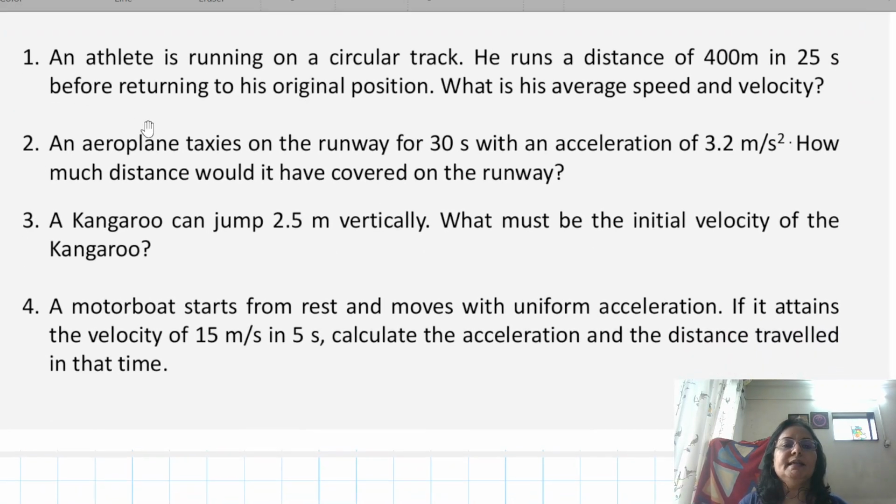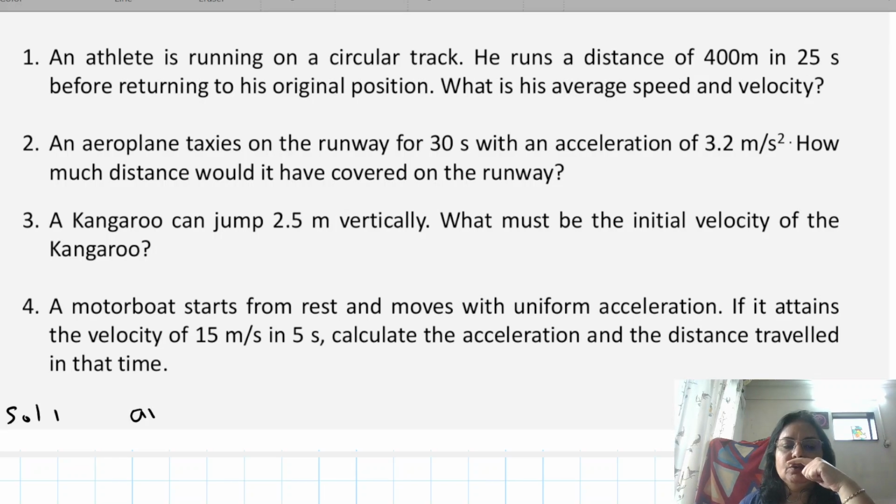So the first question is, an athlete is running on a circular track. He runs a distance of 400 meter in 25 seconds. So solution 1. Before returning to his original position, what is his average speed and velocity?